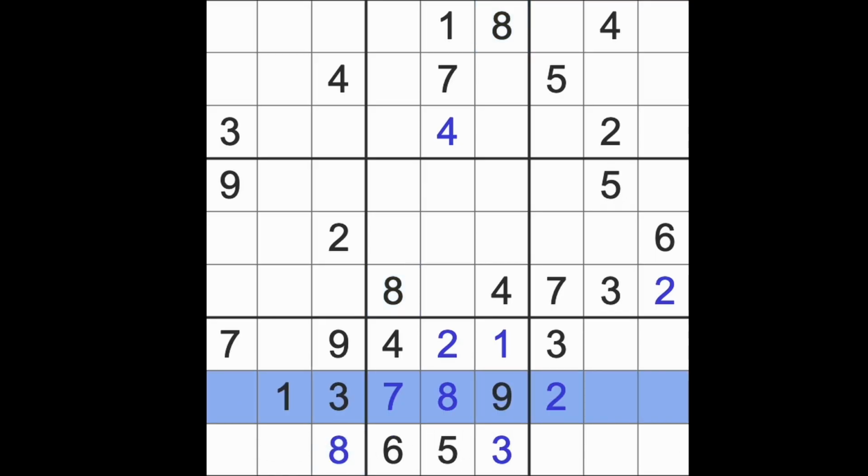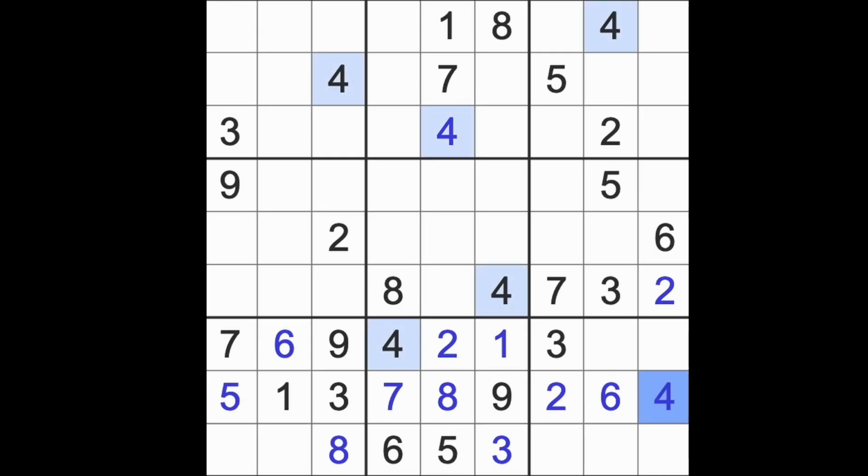Missing digits along here, 4, 5, and 6. We've got 4 and 5 together. That must be our 6. 6 across here and across here. There's our 6. And if you remember earlier, 5 and 6 we had in those two squares. So there's our 5. And then over here now, a 4 is all we need.